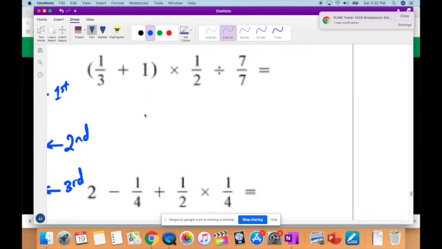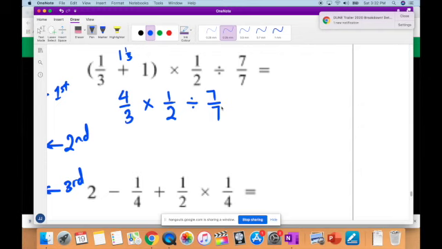Brackets. Always do your brackets first. So this is a third plus 1, which is 1 and a third. Right? So 1 and a third, 3 ones are 3 and 1 is 4 on 3. So I now have 4 on 3 multiplied by a half divided by 7 on 7. So which one should I do first here now?